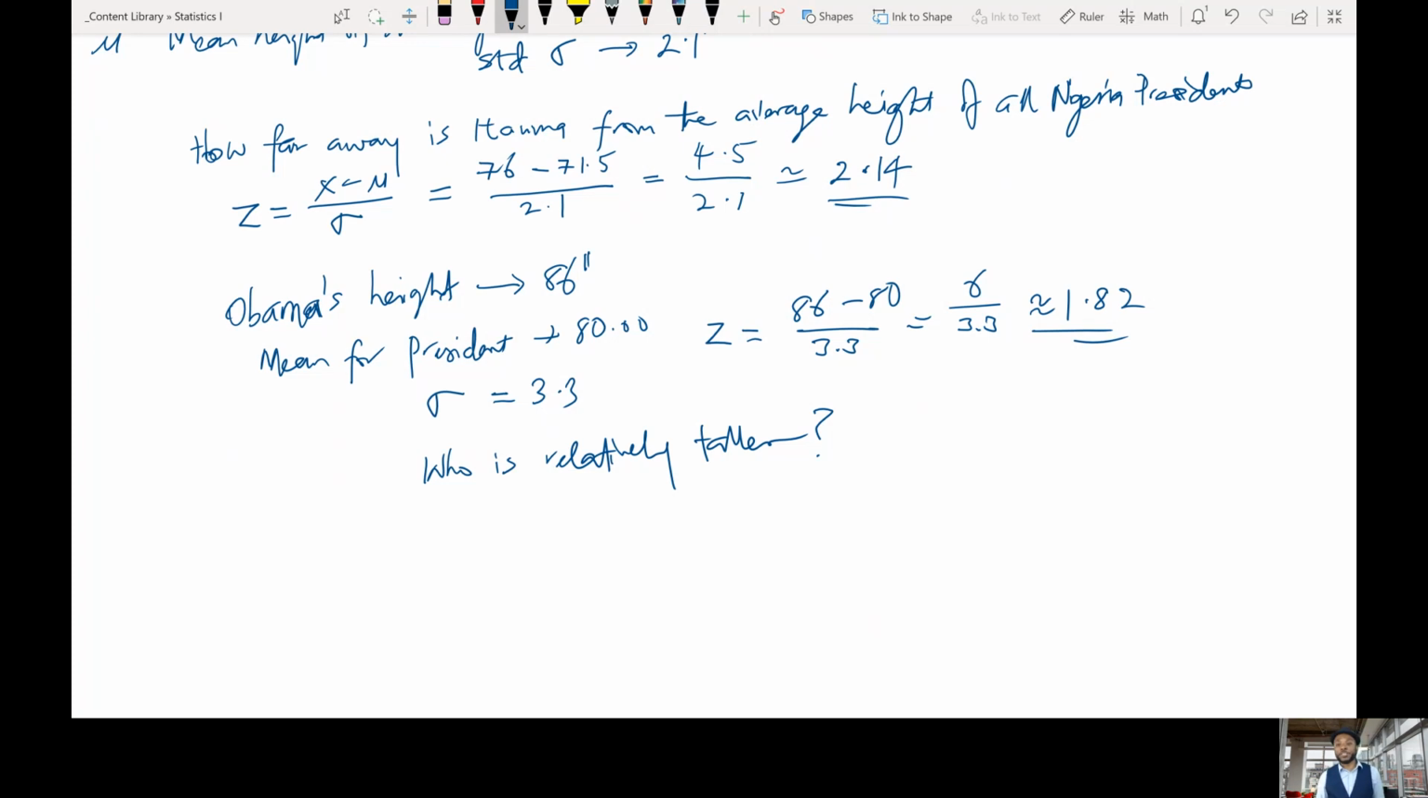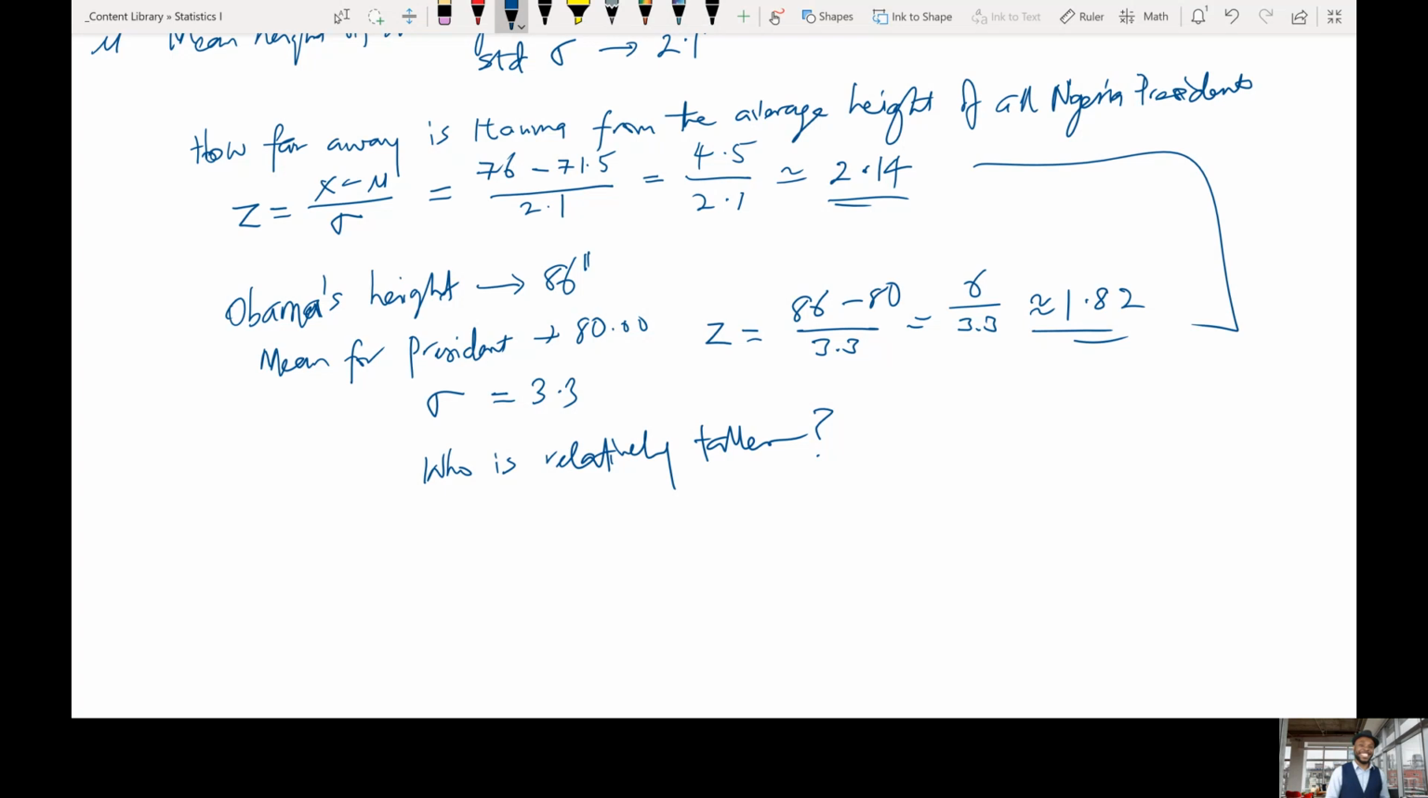Now, who is relatively taller? To answer that, you use the z-score for the population. We compare these two z-scores, and by comparing these, you can see that I am relatively taller than President Obama.